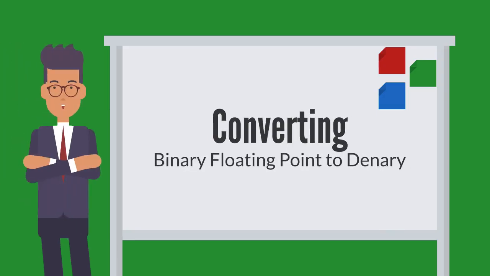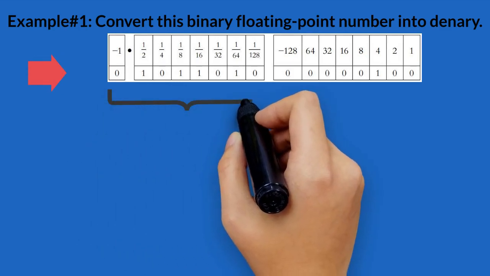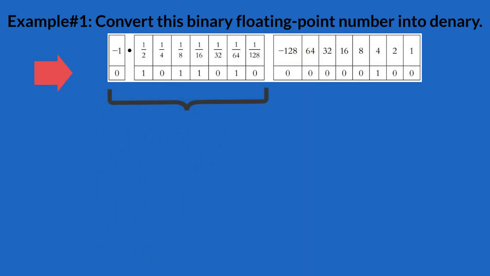Converting binary floating point numbers into denary. Example number 1. Convert this binary floating point number into denary. The number is given. As we can see, 8 bits have been reserved for the mantissa and 8 bits for the exponent. The binary point is lying after the first bit of the mantissa.